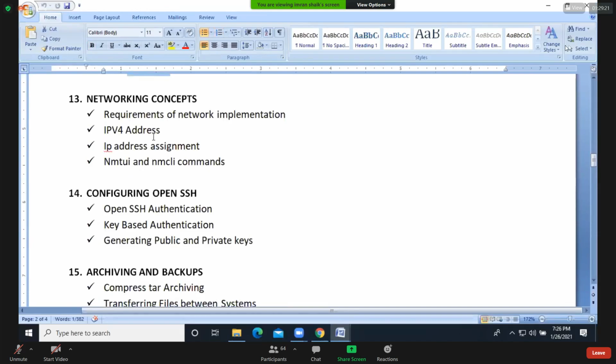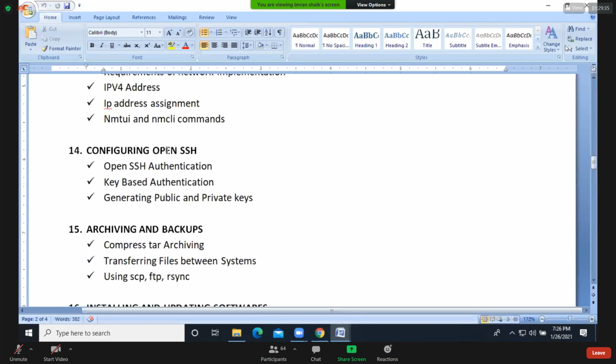IPv4 I'm going to teach you, and how to create your isolated network. We'll have various types of commands to assign IP addresses: NMTUI, NMCLI, and script-based also, I will teach you. Don't worry. And then configuring OpenSSH, how to configure it.